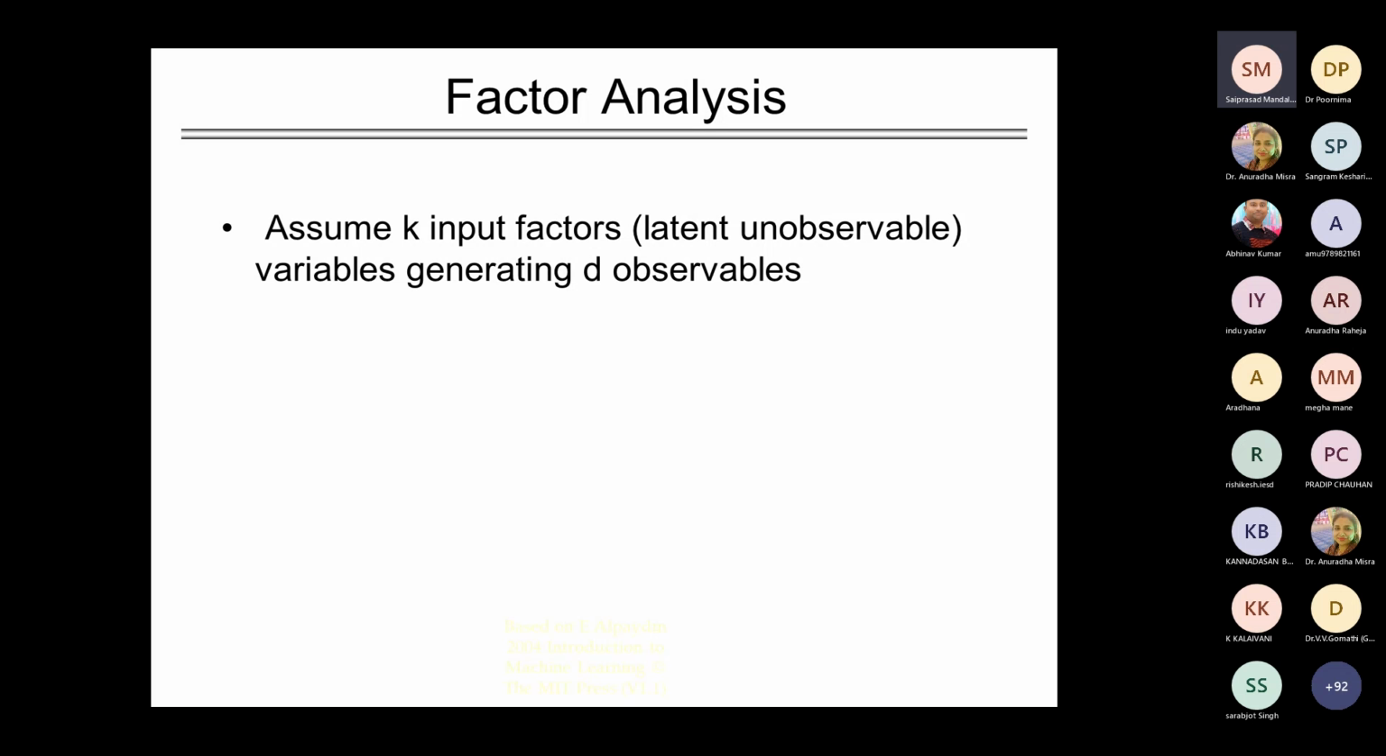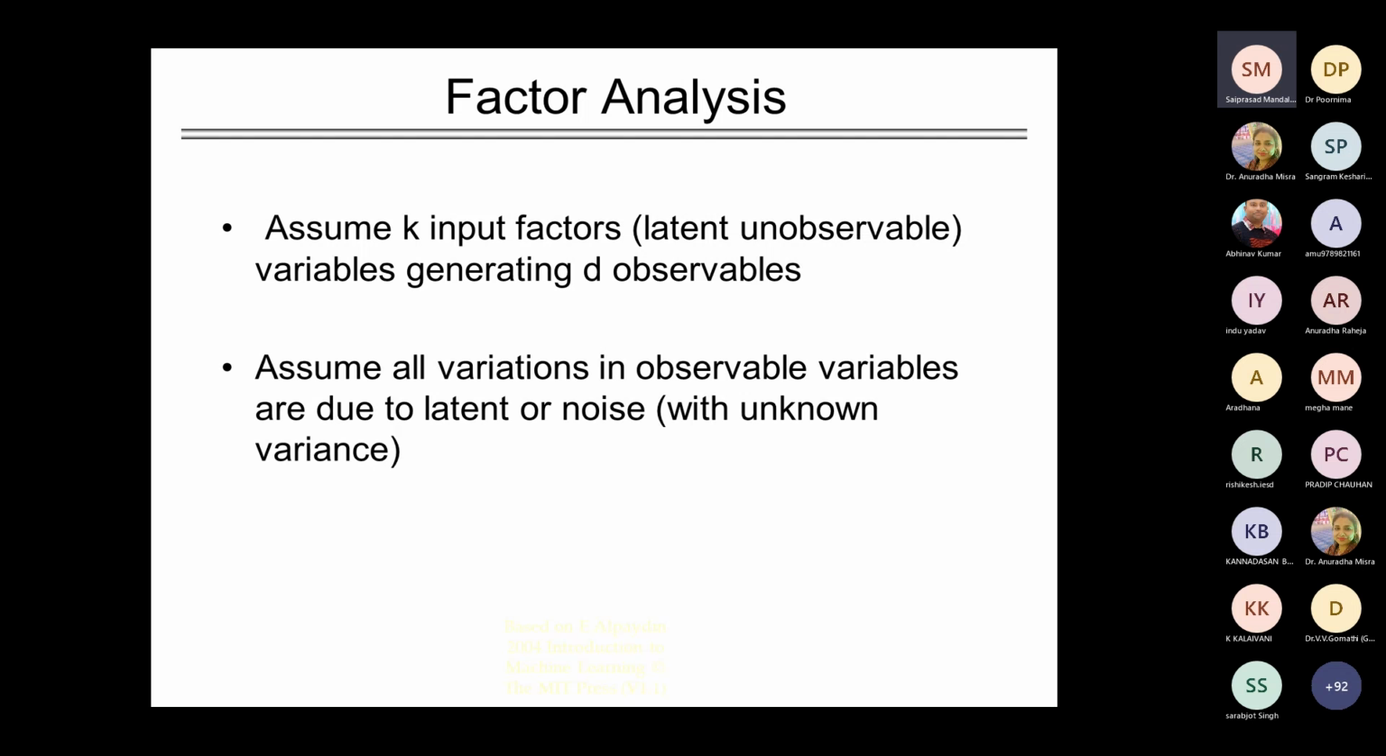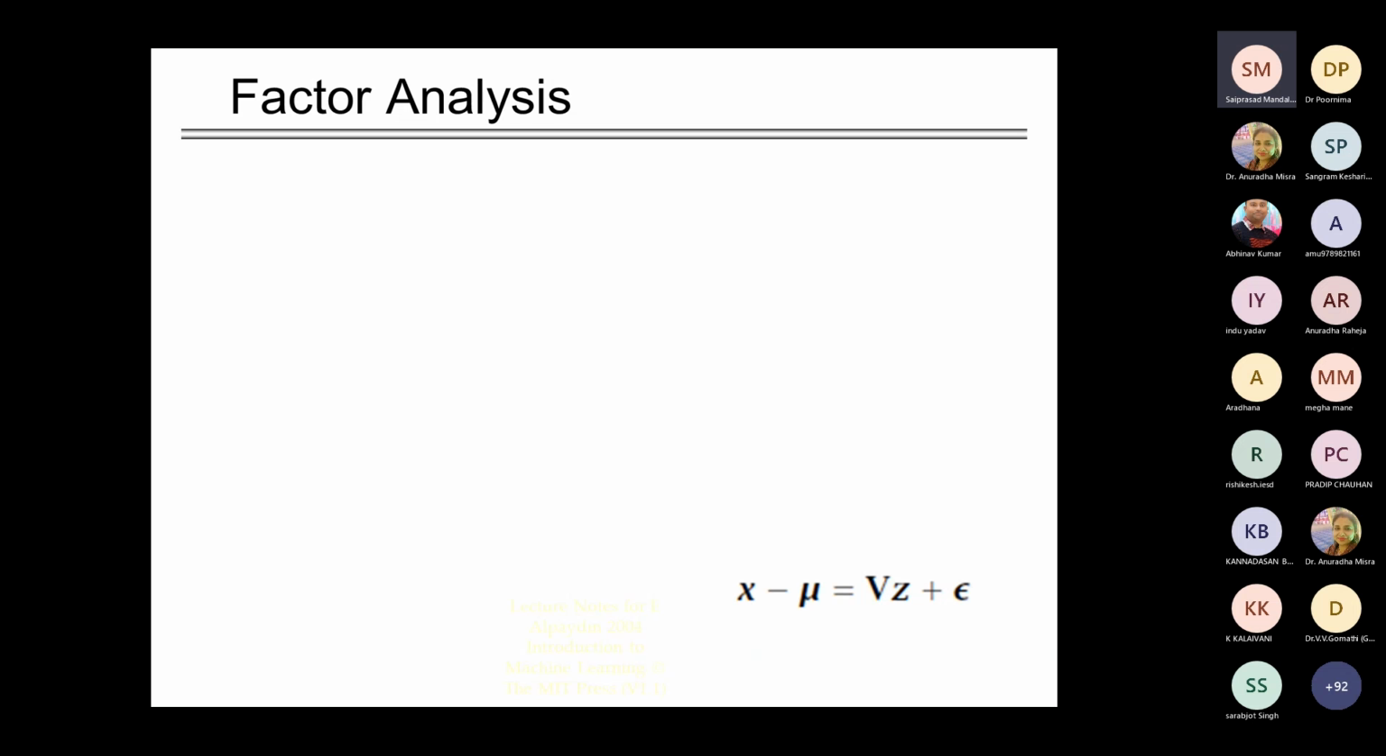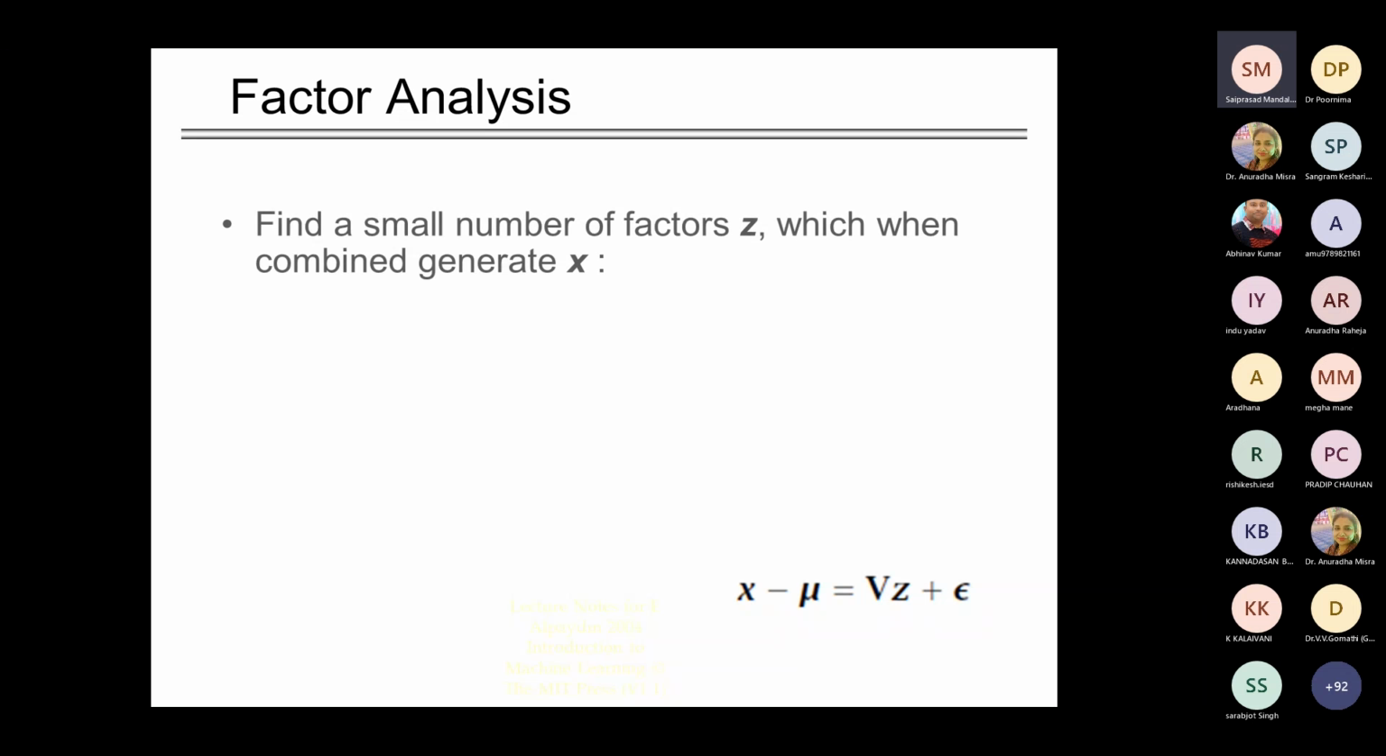Assume k input factors, latent or unobservable variables, generating d observables. Assume all variations in observable variables are due to latent factors or noise with known variance. Find a transformation from unobservable to observable which explains the data. Find a small number of factors z which, when combined, generate x minus mu, like this.